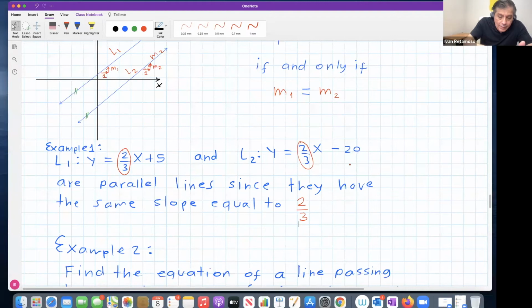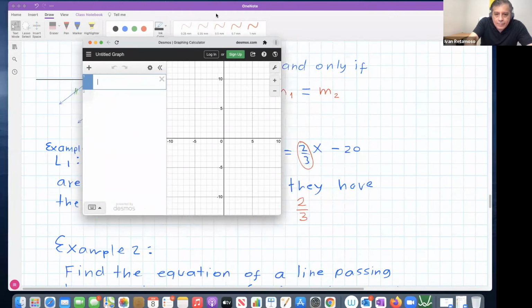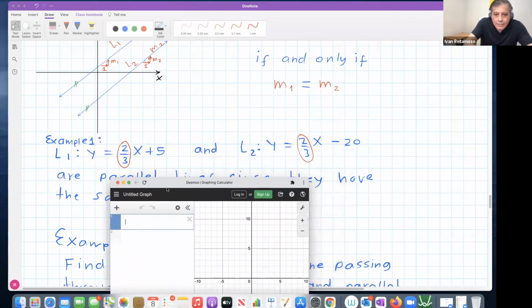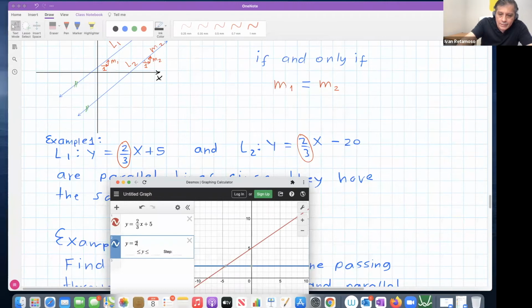Well, if you want to confirm that, right, you can graph these two using our Desmos graphing calculator, right? So let's see, y equals 2/3 times x. Strongly recommend you guys to confirm all your knowledge with this Desmos graphing calculator. It's free, and you have access to this in our website, right, for free. The other one is 2/3 times x minus 20, right? The slopes are the same, right? So the graphs should be parallel to each other.